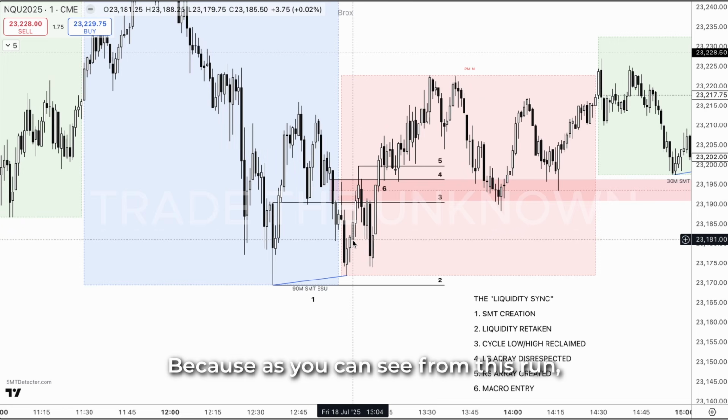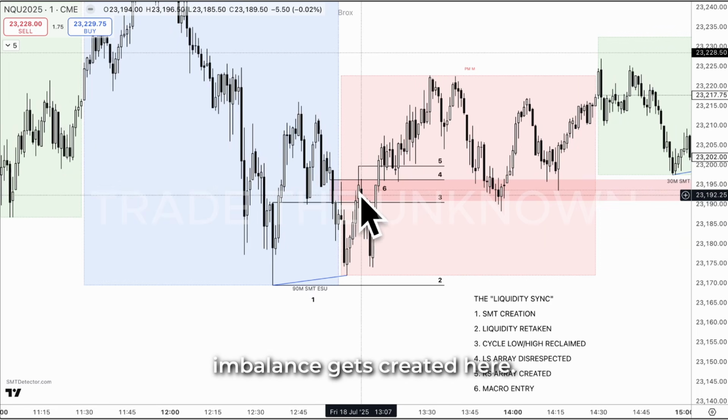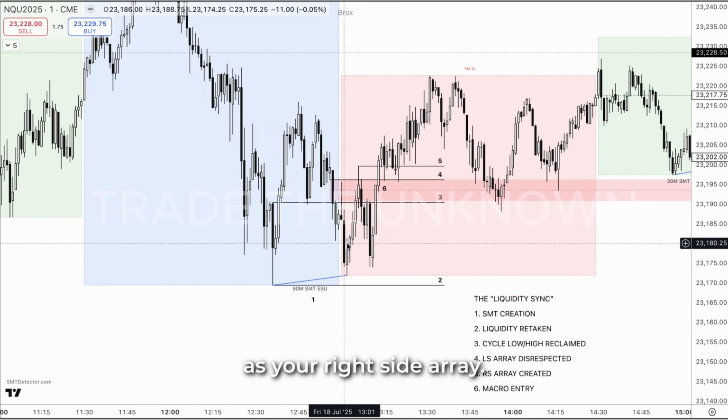As you can see from this run, we didn't have anything. So we wait and we wait for price to right here. You can see the imbalance gets created here. Now that's a good confirmation as well. That technically counts as your right side array. Go ahead and highlight that.